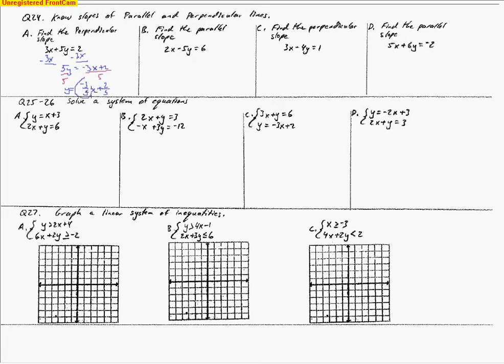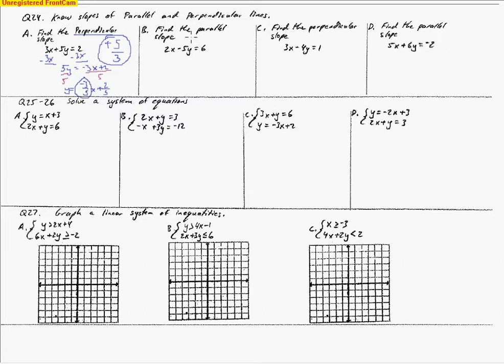This is what we're concerned with, but we want the perpendicular slope. The perpendicular slope is opposite and reciprocal. So the opposite sign makes it a positive, and the reciprocal makes it 5/3. And so that's what we end up getting there. 5/3 is the perpendicular slope, because the slope here was negative 3 over 5.